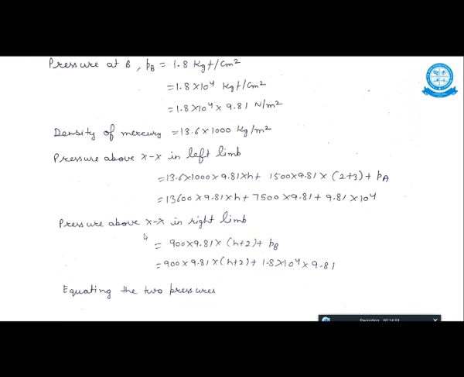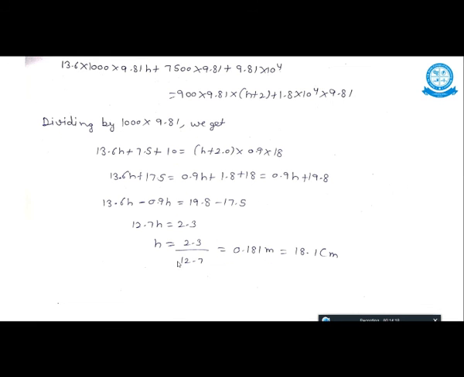Again similarly, find out the pressure above the datum line XX in the right limb. It consists of only a single liquid. So it will be 900 multiplied by 9.81 into h plus 2, plus PB, where PB is the pressure at point B. Finally, equating these two equations of pressure, 1000 into 9.81 is common in all the terms, so we divide by 1000 into 9.81. We will get this equation. After solving this equation, we will get the value of h, that is 0.181 meter, or 18.1 centimeter.